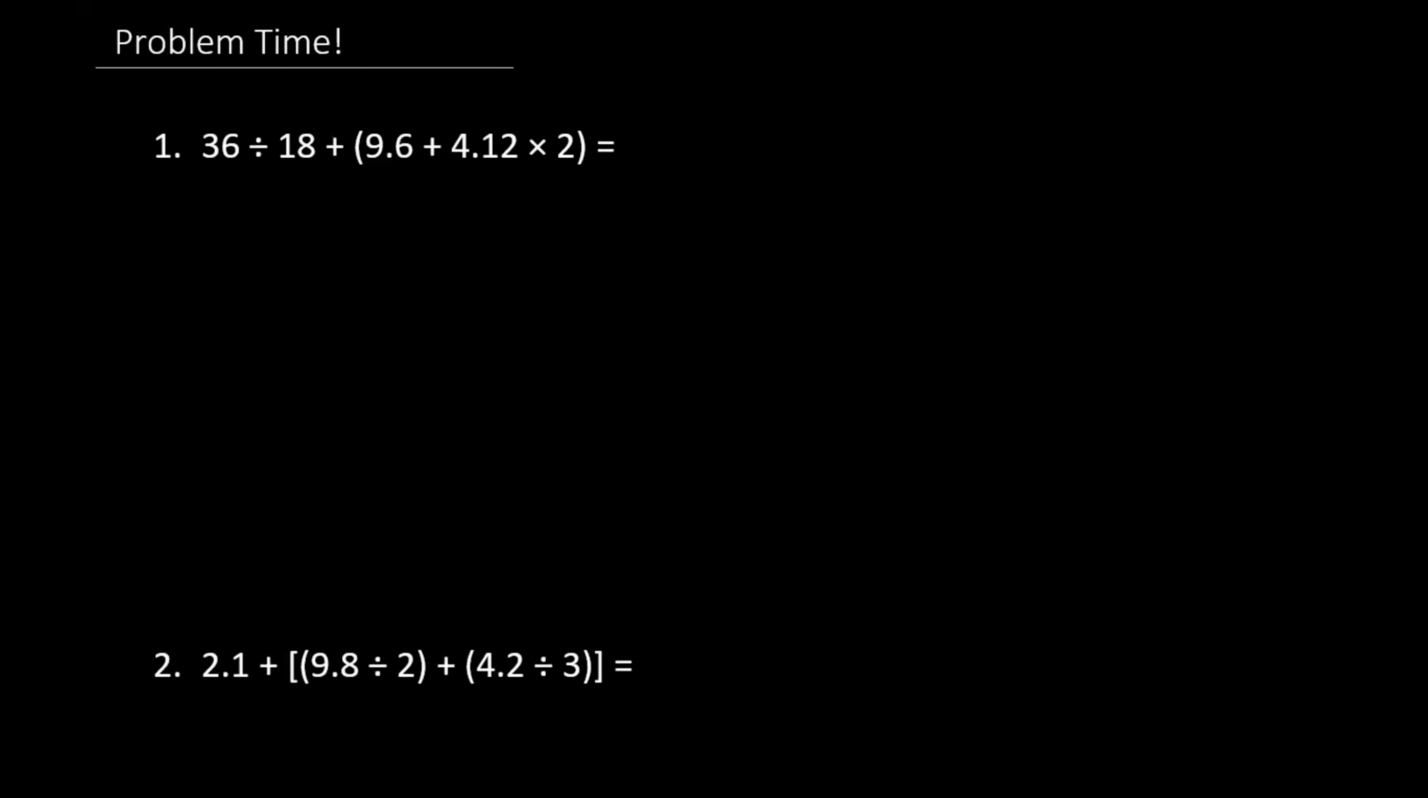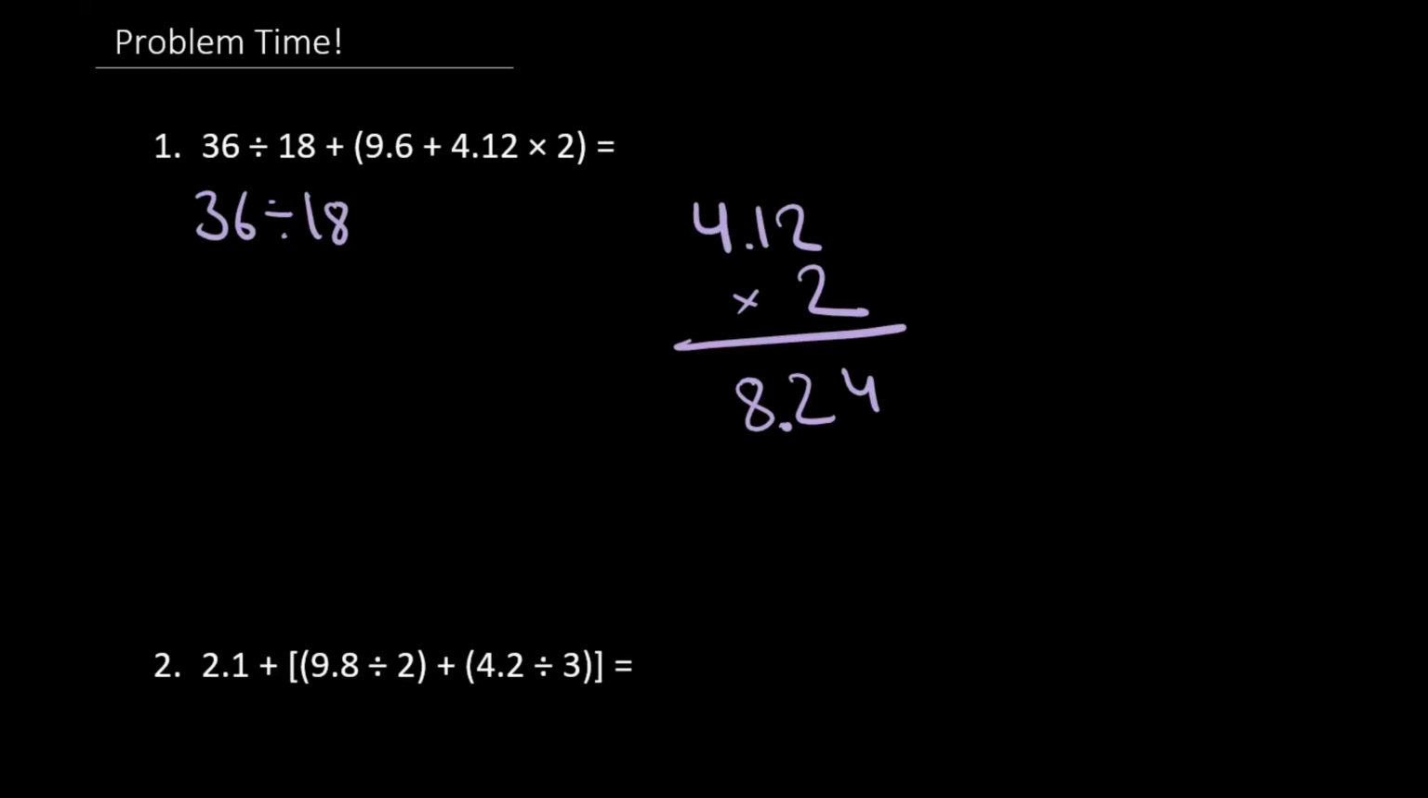So the first one says 36 divided by 18 plus in parentheses 9.6 plus 4.12 times 2. So first we have to do 4.12 times 2. 2 times 2 is 4, 2 times 1 is 2, 2 times 4 is 8, and then we'll put the decimal point here. Okay, so we'll end up with 36 divided by 18 plus, in parentheses, 9.6 plus 8.24.